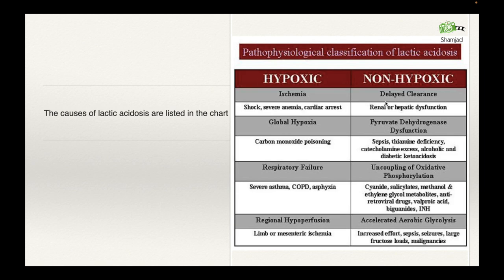In non-hypoxic, it may be because of delayed clearance, renal or hepatic dysfunction, pyruvate dehydrogenase dysfunction, sepsis, thiamine deficiency, catecholamine excess, alcoholic and diabetic ketoacidosis, uncoupling of oxidative phosphorylation, cyanide, salicylate, methanol and ethylene glycol metabolites, antiretroviral drugs, valproic acid, biguanides, INH. Accelerated aerobic glycolysis, increased effort, sepsis, seizure, large fructose load, and malignancies.